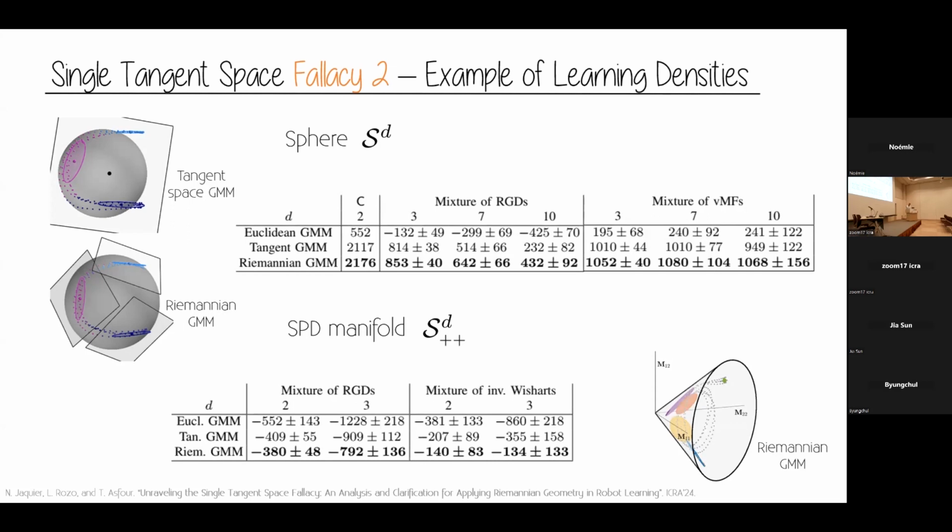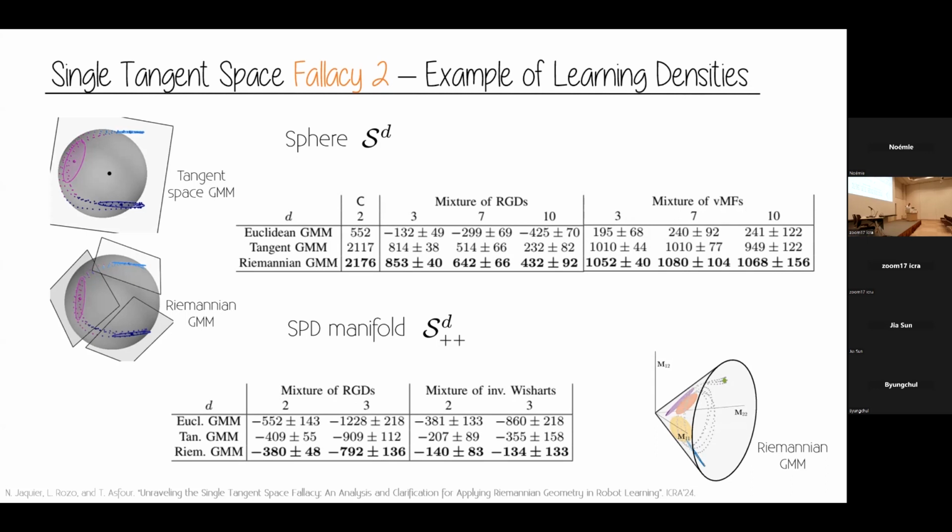So we have the three same methods: the Euclidean GMM, the tangent space GMM, and the Riemann GMM, and we trained two different kinds of models. One on a mixture of Riemannian Gaussian distributions on the SPD manifold. We did exactly the same process. So we created this distribution by hand, then we sampled 100 points out of it, we fit the density, and then we evaluated the log likelihood. We did it for the SPD manifold in 2 dimensions and 3 dimensions.